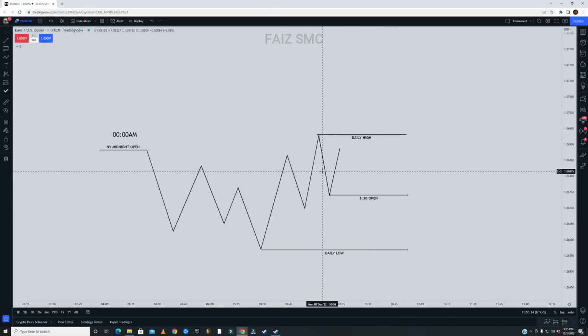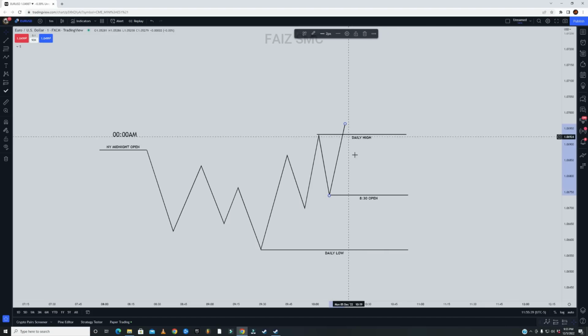So let's say the clock hits 8:29. You can still look for the daily high and daily low, but once the clock hits 8:30, right, then you cannot look for daily high. Your daily high should be set before 8:30 or preferably 8:29, okay? And right when the clock hits 8:30, you can look for price to sweep either the daily high or the daily low. So let's assume that price sweeps the daily high.